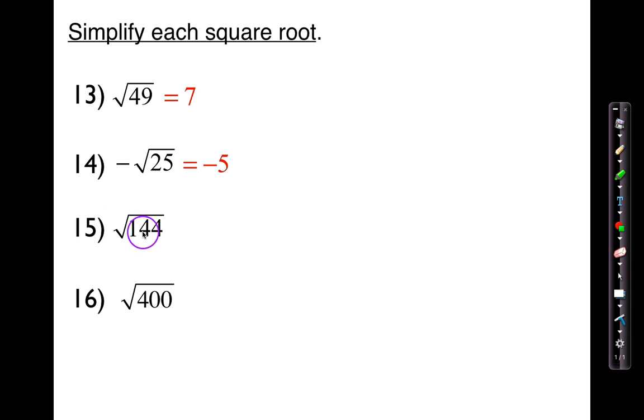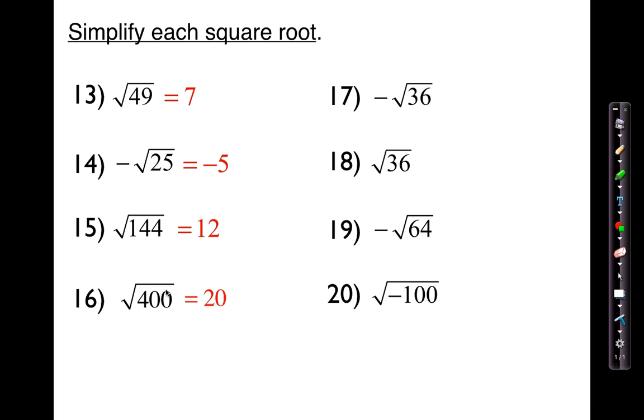Number 15, the square root of 144. What number can I multiply by itself to give me 144? That's going to be 12. And number 16, what's the square root of 400? The answer is going to be 20, because 20 times 20 is 400. So at this point, I would like you to pause the video and try numbers 17 through 20 on your own.